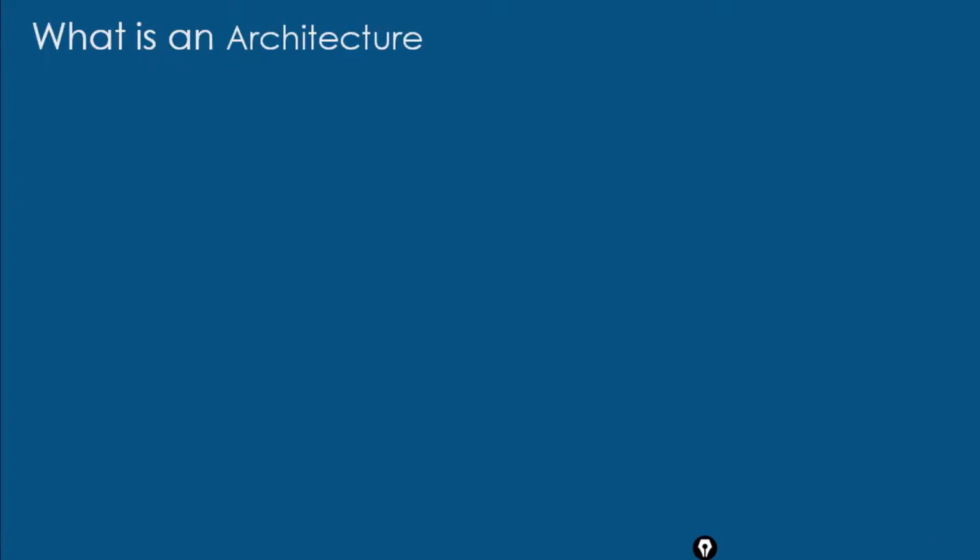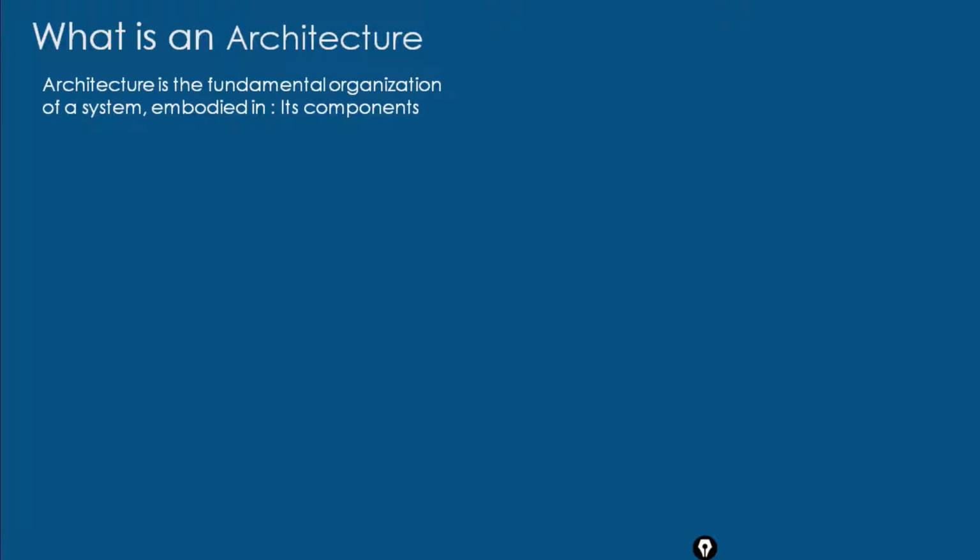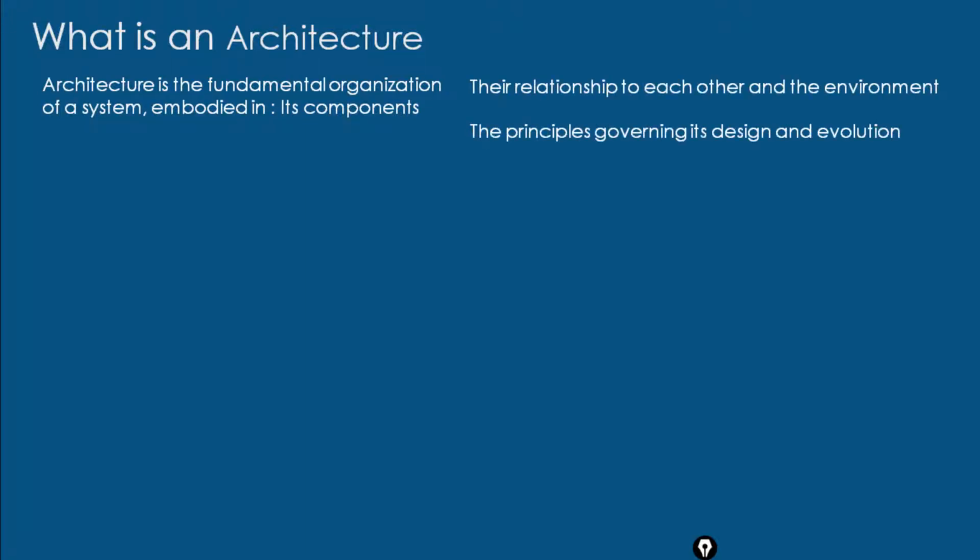What is an architecture? Architecture, by definition, is the fundamental organization of a system, embodied in its components, their relationship to each other and the environment, and the principles governing its design and evolution. When we talk about the system architecture, for example, the billing system architecture of an insurance domain, we define the components of the system, their relationship with each other, and the governing principles.